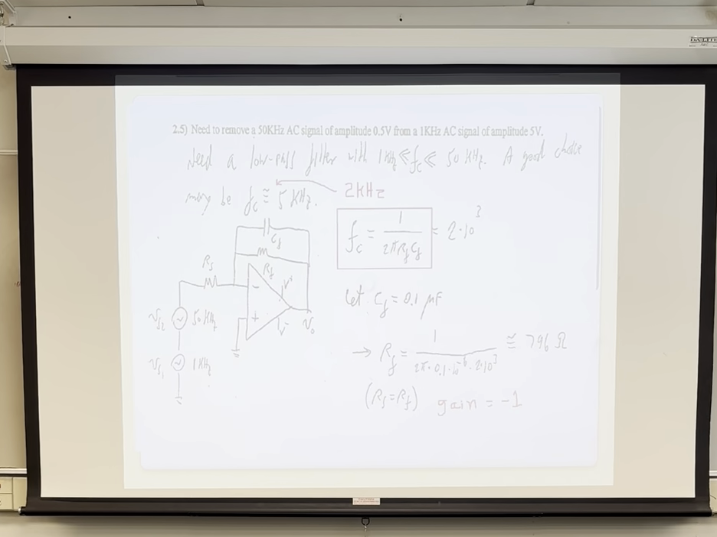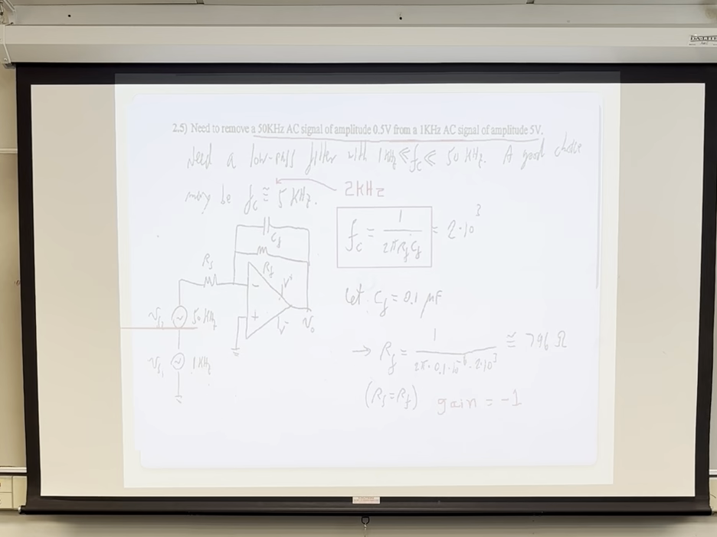It says we need to remove a 50 kilohertz AC signal of amplitude 0.5 volts from a desired 1 kilohertz AC signal of amplitude 5 volts. And that's the only information that's given. So design the filter. The schematic is not given, so you need to memorize the schematic for a low-pass filter. Here's the schematic. The way this is drawn, it's a 50 kilohertz input and a 1 kilohertz input up here. The desired signal is 1 kilohertz.